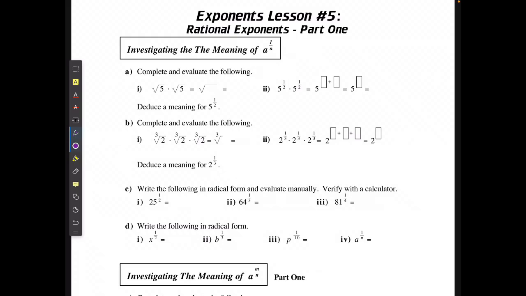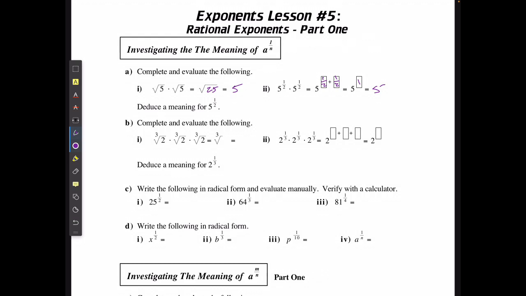For this lesson, we're going to be investigating rational exponents. So if I'm investigating the meaning of a to the power of 1 over n, then if I took the square root of 5 times the square root of 5, that would be the same as the square root of 5 times 5, or 25, and the square root of 25 is just 5. If I took 5 to the power of 1/2 times 5 to the power of 1/2, 1/2 plus 1/2 is 2 over 2, or just 1, which would also equal 5.